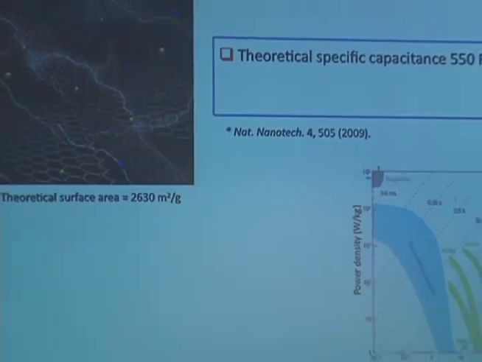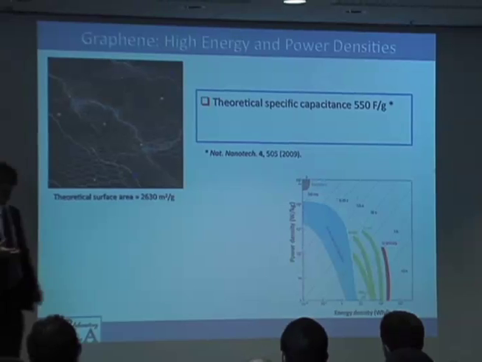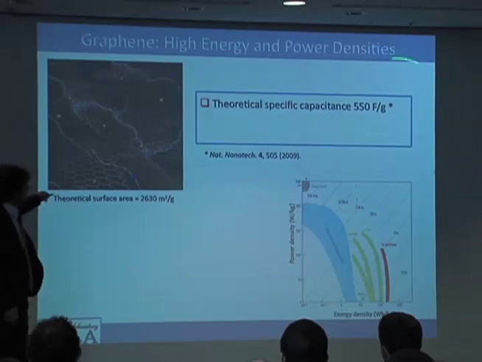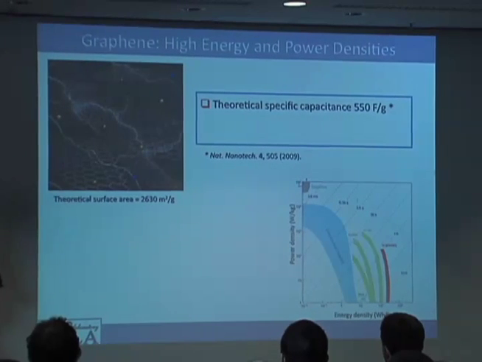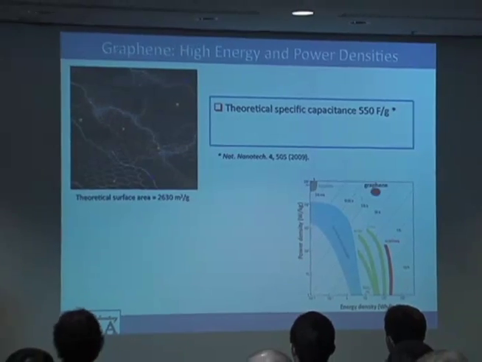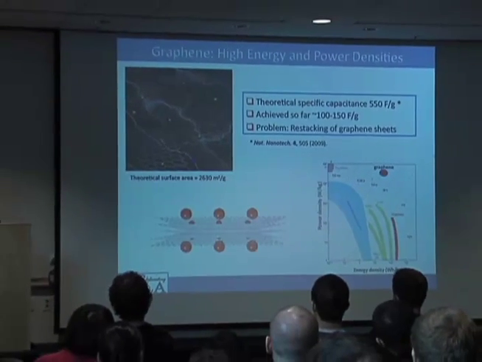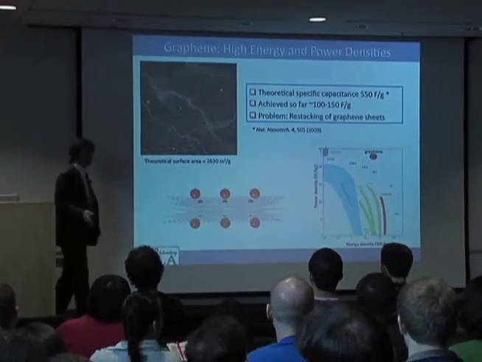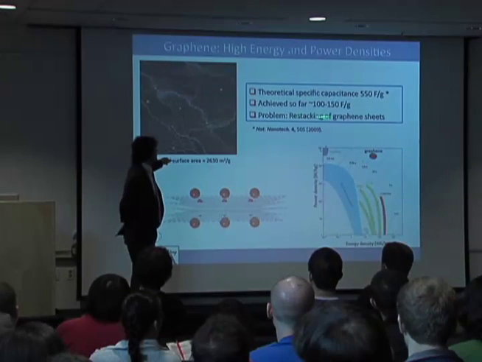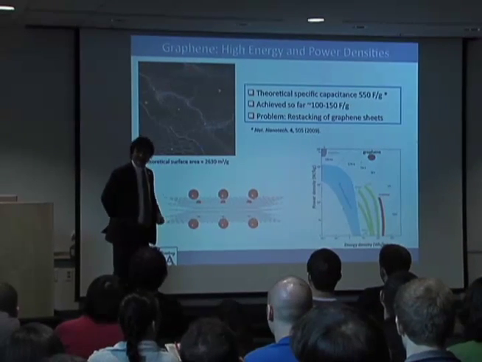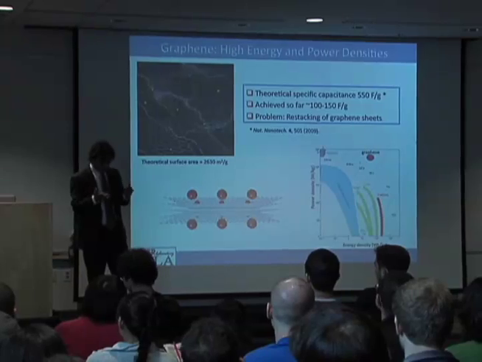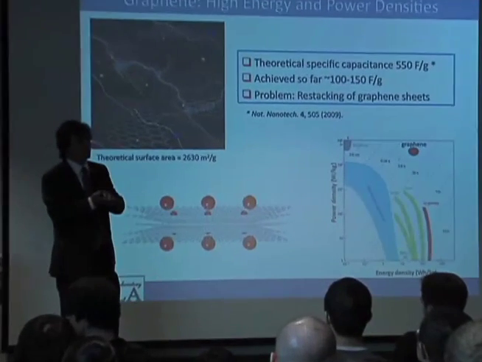Okay, now it turns out the theoretical specific capacitance of graphene is fairly high. It's 550 farads per gram. The problem is that's assuming you can use every surface. In practice, what people only get is about 100 to 150 farads per gram. And the problem is that carbon in the form of graphene likes to restack.